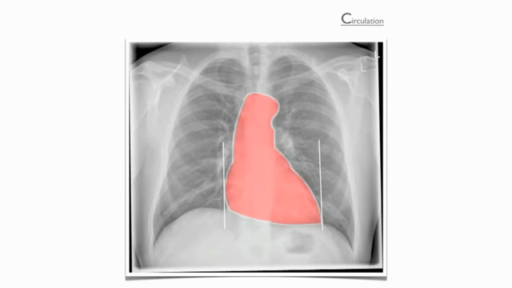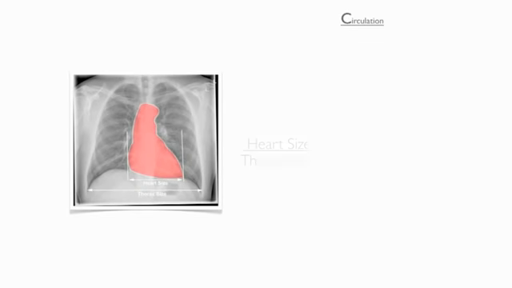Measure the heart and thorax at their widest points. Divide one by the other. The result should be less than 0.5. If it is greater than 0.5, this suggests cardiomegaly. Note that heart size can only reliably be measured in a PA radiograph. An AP radiograph commonly distorts the size of the heart.